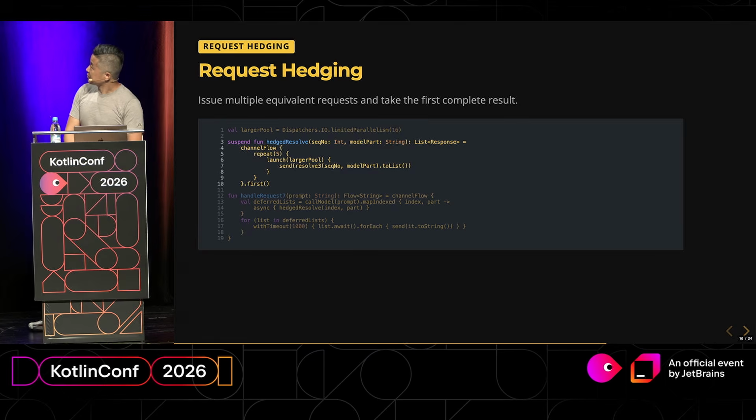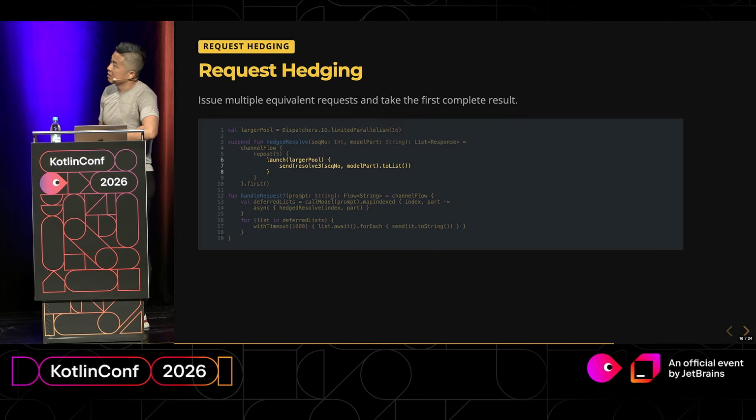So here, in the new hedged resolve function, we start a channel flow. And within the channel flow, we repeat 5 times, actually. In the code, we repeat 6 times. Whatever number suits your situation. Within the repeat, we just launch a new coroutine and send the result back. So as you can see, we pretty much start 5 coroutines doing the same work. And whoever finishes first wins.